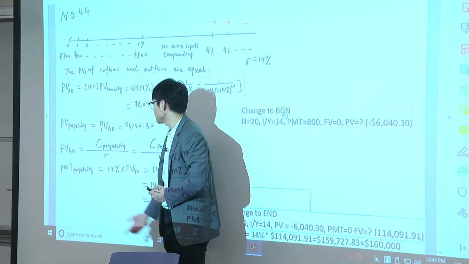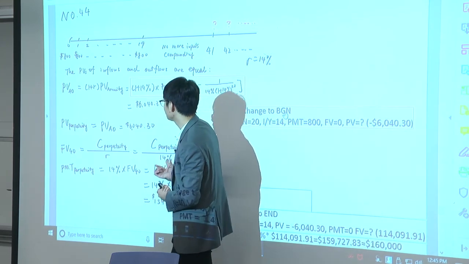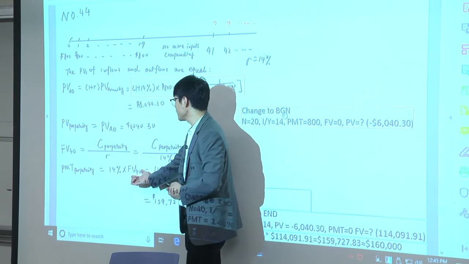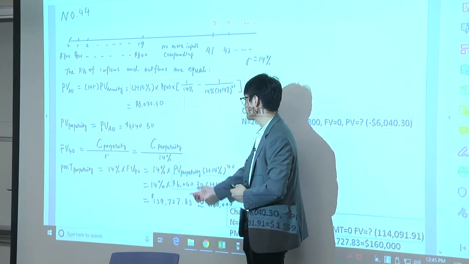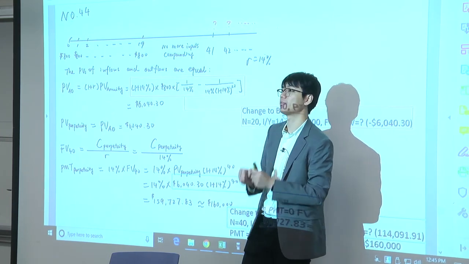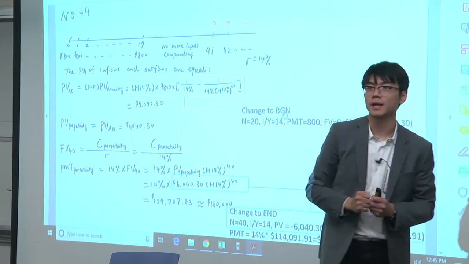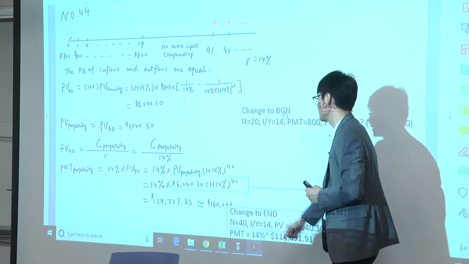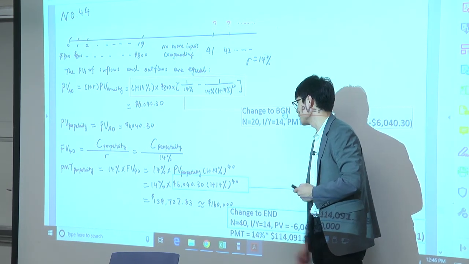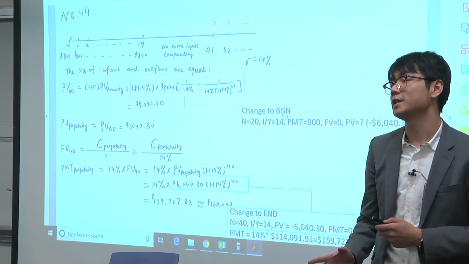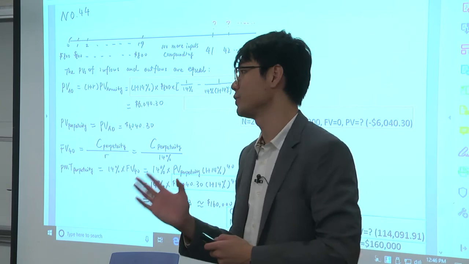My payment of my perpetuity should be what? Interest rate times future value of the 40th, okay? But your future value of the 40th is the present value of the perpetuity compounded for 40 years because they have the same present value, okay? Then you will reach the payment of that perpetuity, which is $160,000, almost.